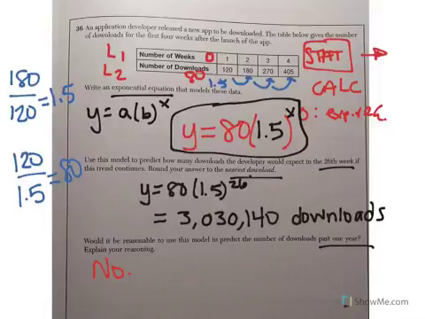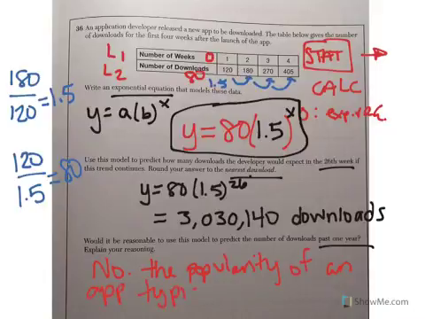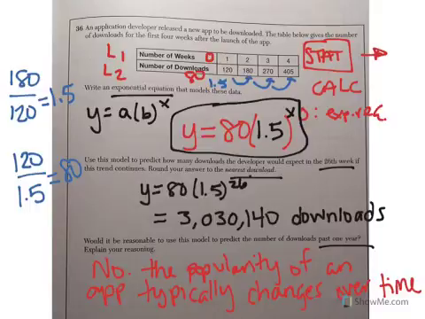and you could say what I said in your own words. You could say that the popularity of an app typically changes over time. Okay, it's not just going to consistently become more and more popular with consistently more and more downloads. At a certain point, it's going to level off. You're not just going to keep having an increasing amount of downloads.